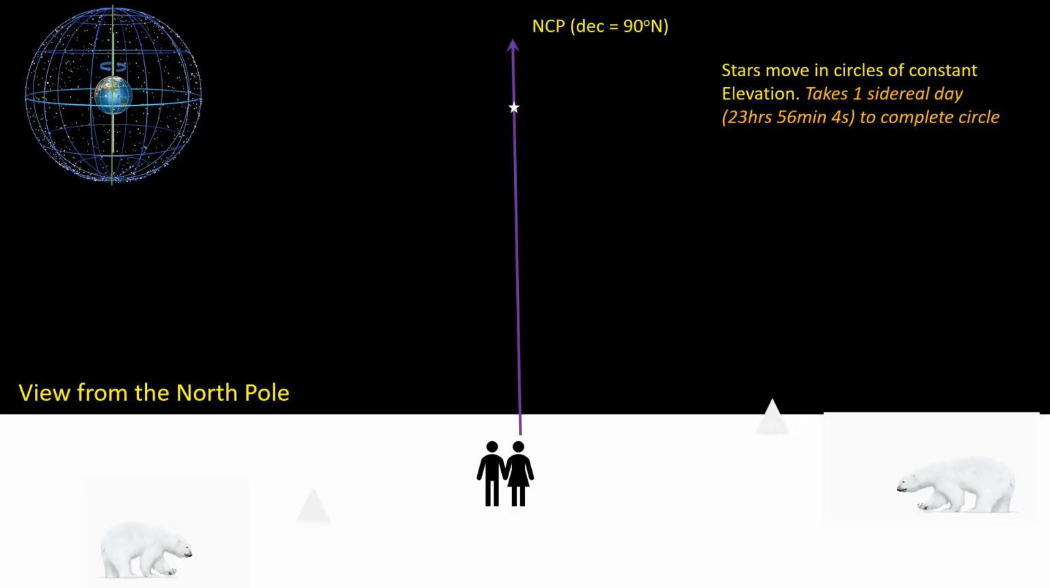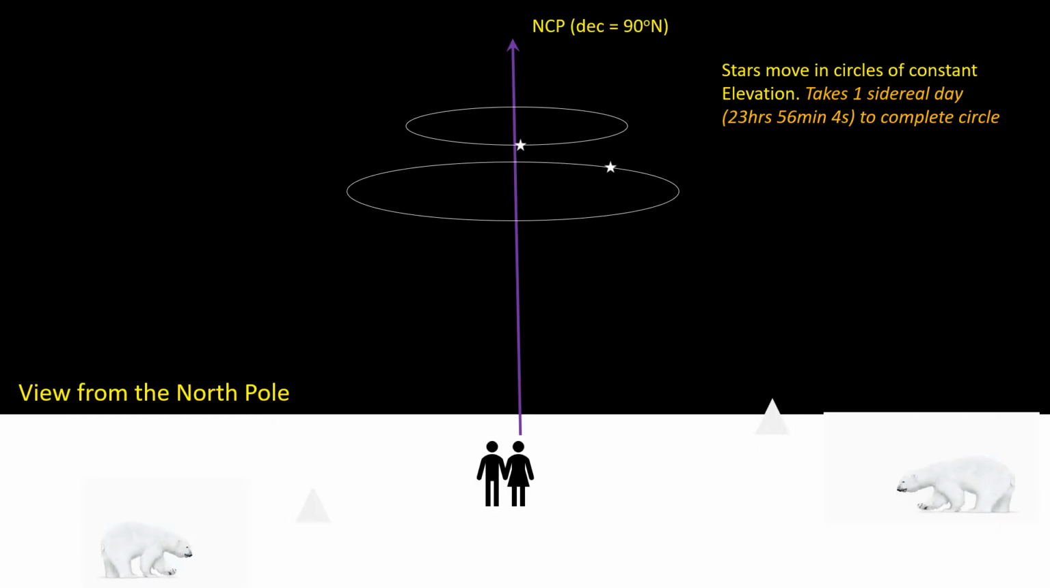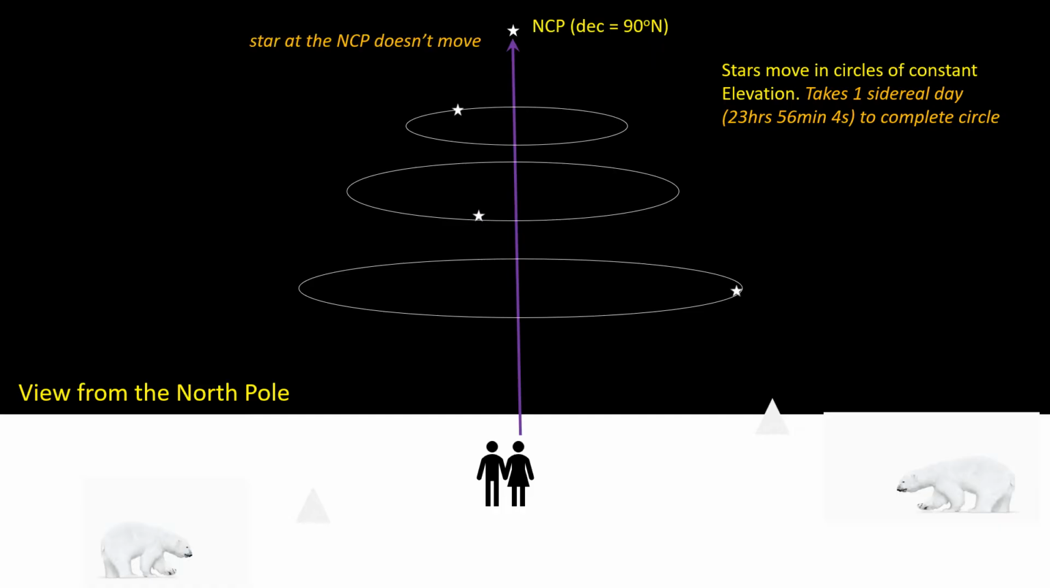If we were to stand at the North Pole and look up into the sky, we would see that all the stars moved in perfect circles around the North Celestial Pole. It would take one sidereal day to complete a complete circle. Stars of lower declination would move in larger circles lower in the sky.